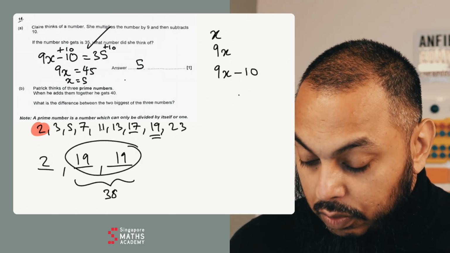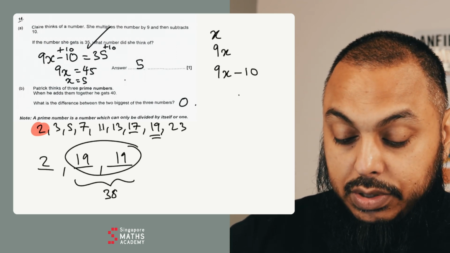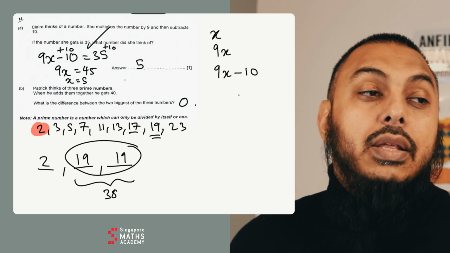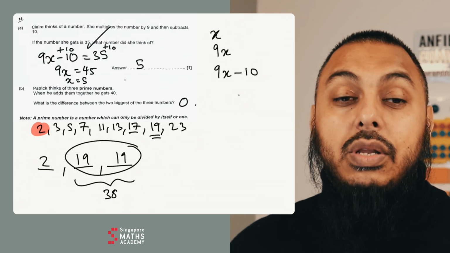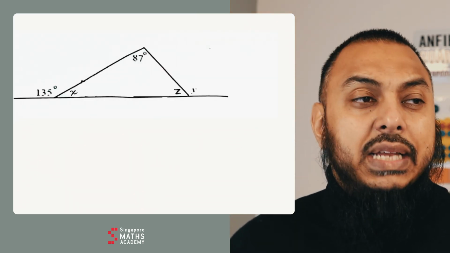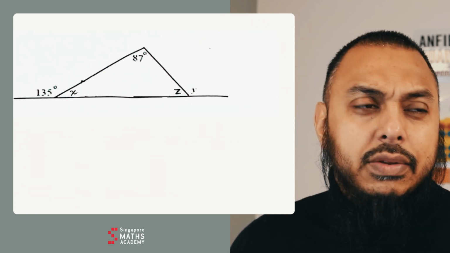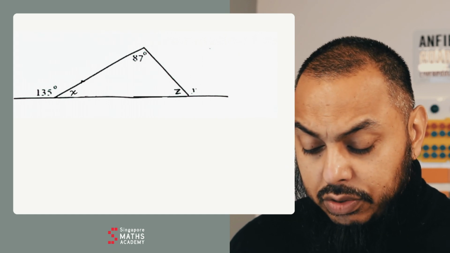2 biggest of the 3 numbers, 19 take away 19 is 0. There is no difference between the 2 larger numbers out of the 3. So the other question that I didn't have time to go through with Ryan is this one. I think he's done it, so I think I just have to mark it. I'm sure he's doing this right.